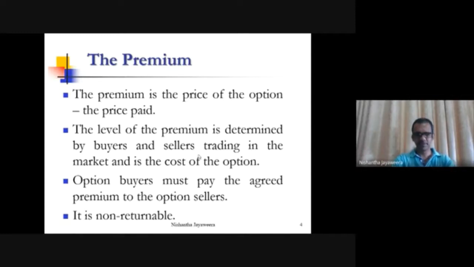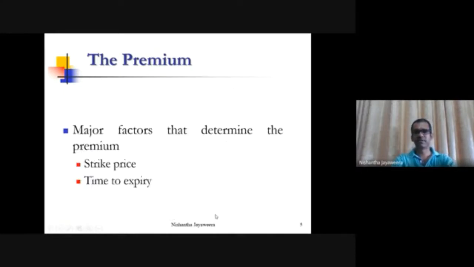And the price, that premium, is decided by the buyers and sellers in the market, depending on the demand and other factors. So we are going to discuss those factors. That cost is decided by the buyers and sellers, not someone else. As I mentioned, option buyers pay that agreed premium to the option sellers, and it's non-returnable.